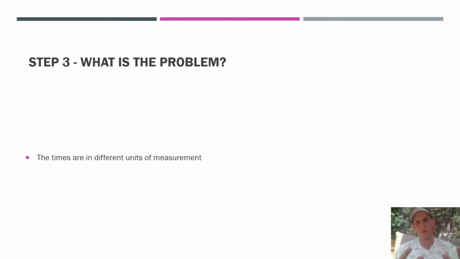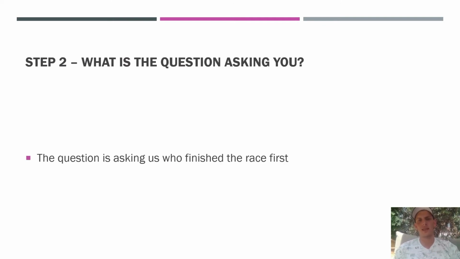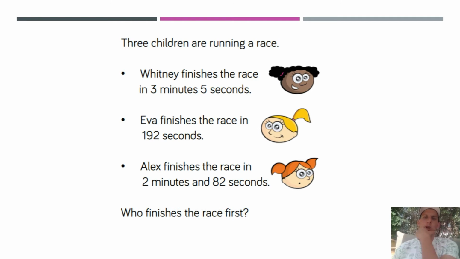Now, what is the problem? The problem is that it's hard to know because this one is in minutes and seconds, this one's in seconds, and this one's in minutes and seconds. So it's hard to compare them. Remember before when we had all those fractions with different denominators, it was really hard to compare them. It's the same kind of concept here. Because they're all in different units of measurement, it's hard to compare them.